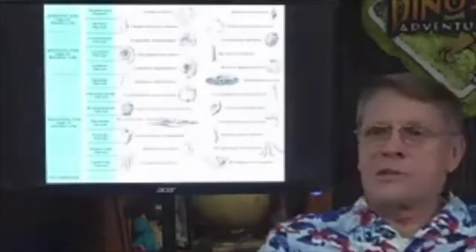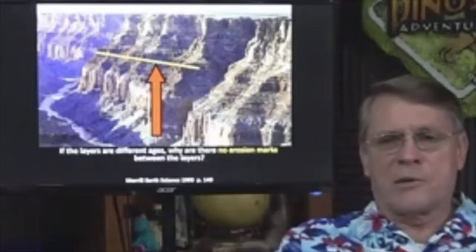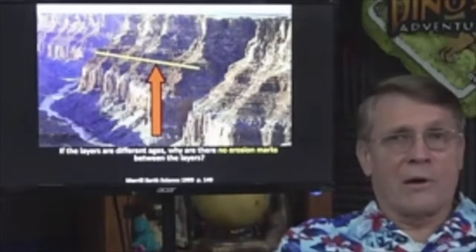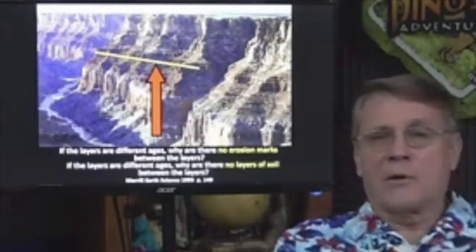So my position is these layers of strata that you see, for instance, in Grand Canyon, all had to be deposited very rapidly for multiple reasons. One, they're nice, neat layers stacked on top of each other. If that layer sat there for 4 million years waiting for the next one, don't you think there'd be some erosion marks in between the layers? Is it going to rain once in a while in 4 million years?